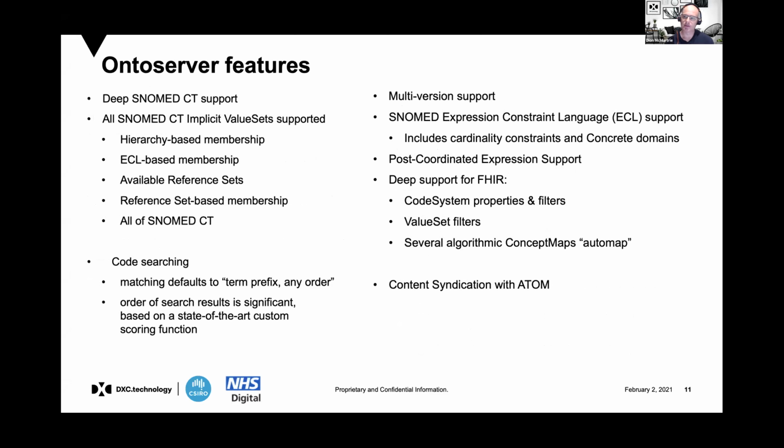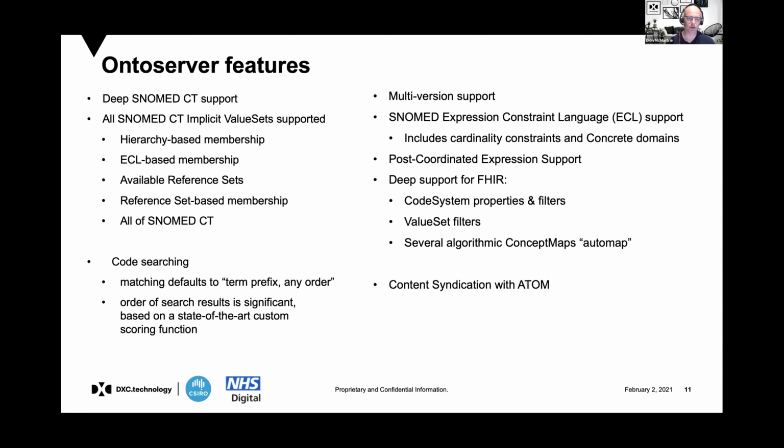So I've covered a bit of this already. Very deep SNOMED CT support, which is really where Onto Server originally came from. But certainly a lot of other support for all of the rest of the FHIR code systems as well. And as a result, in SNOMED CT, there's a large number of implicit value sets defined. For those not really familiar, FHIR has this concept of implicit value sets as well as explicit value sets, and they're based on the definition of the code system themselves.